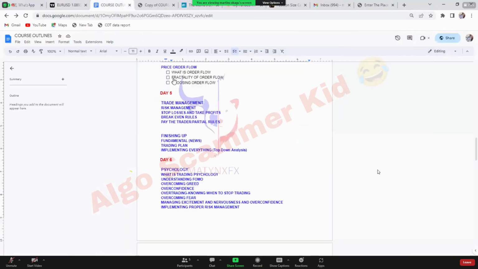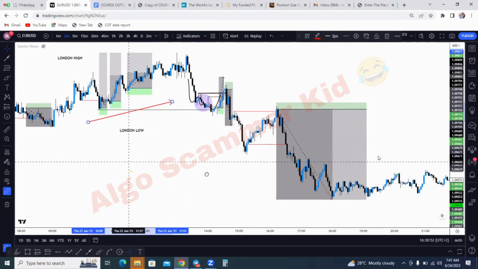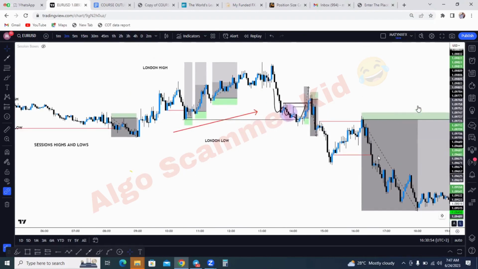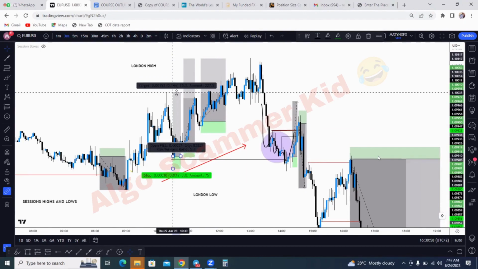And the next thing, stop loss and take profits. So like I said, your take profits should be the completion of your algo. So if you're entering this buy, originally your take profit should be here.